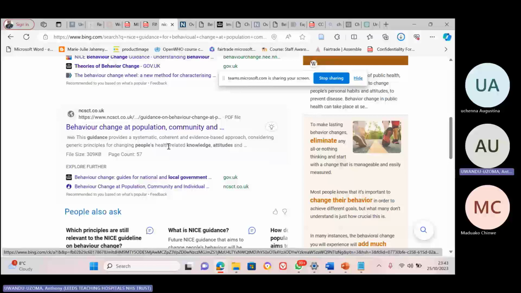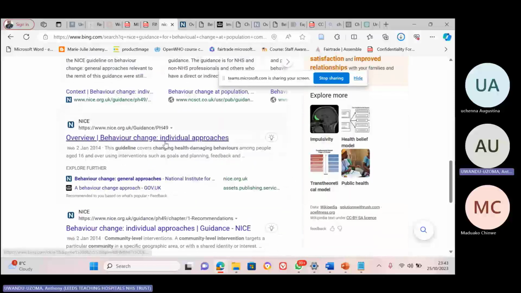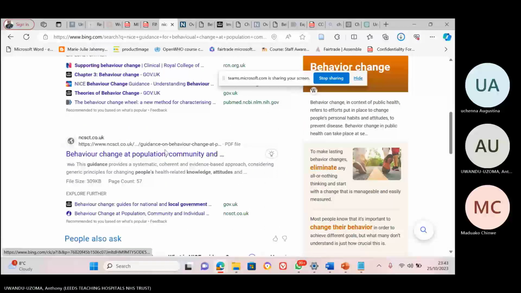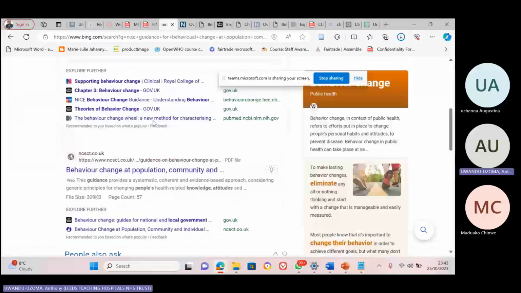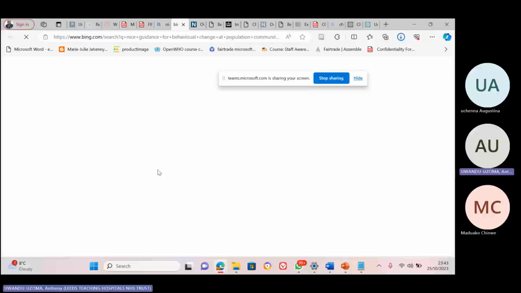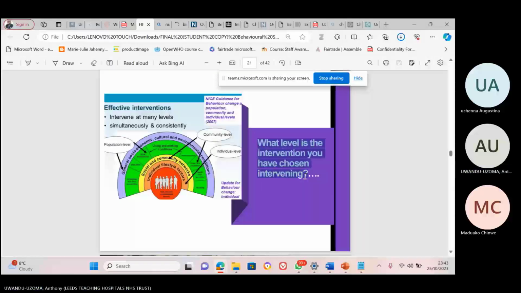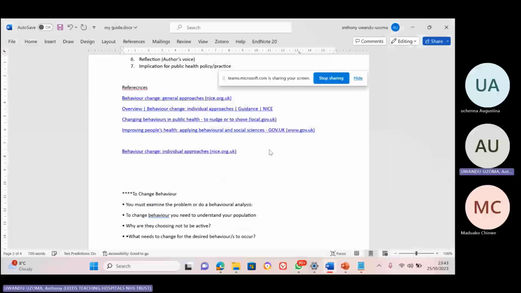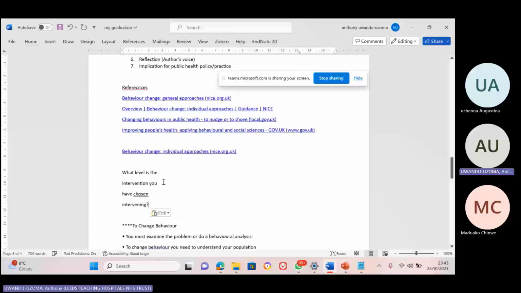So this article is not opening, but that's the article I want. I'm only seeing individual approaches. So take time to ask yourself, what is the aim of my PowerPoint? So I can see that this point is important. You have to define the level. So if in case in your exam they ask you to plan an intervention, remember that you need to define the level of intervention. That's the main message for your PowerPoint.